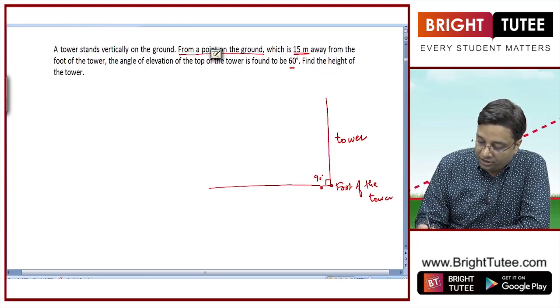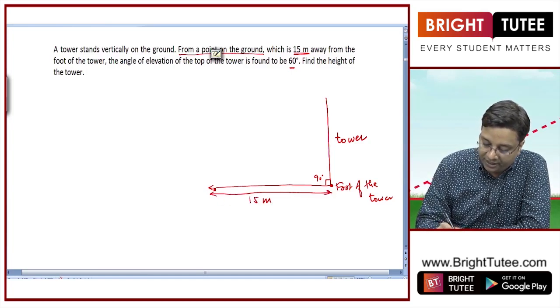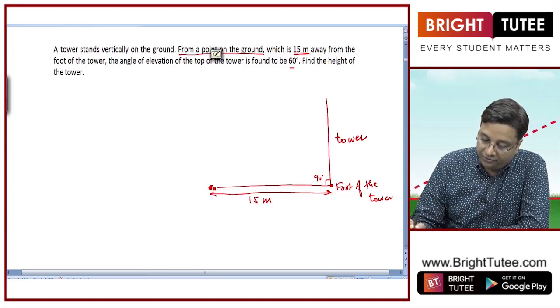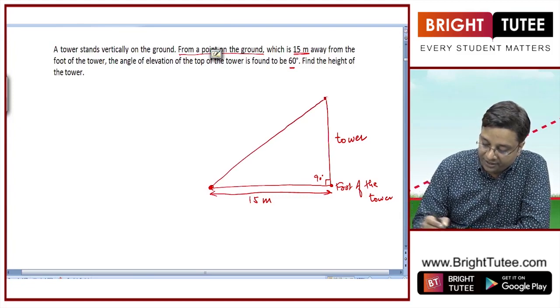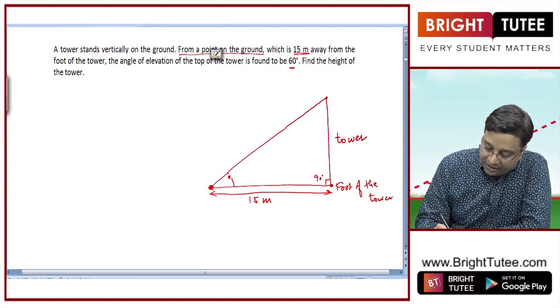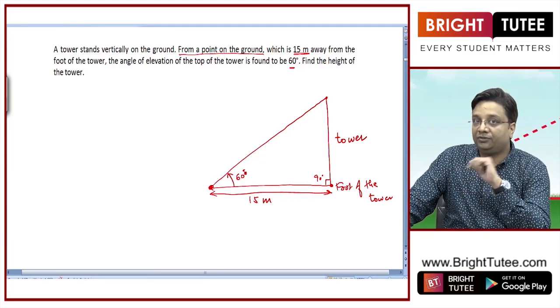and along this horizontal line, 15 meters away, let us say this is 15 meters distance, there is a point from which the angle of elevation of the top of the tower, this is the top of the tower. So the angle of elevation, let's make this angle with the horizontal line, this angle is found to be 60 degrees. Find the height of the tower.